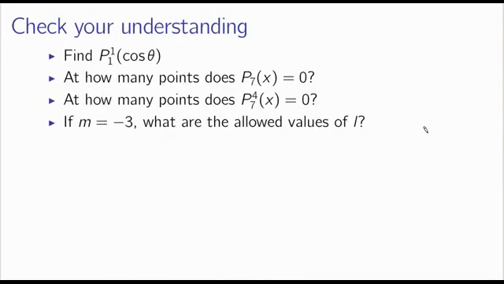To check your understanding, go back and use the definitions and find what the L equals 1, m equals 1 associated Legendre function evaluated at cosine theta actually is. And then think about how many points in the x direction the 7th order Legendre polynomial equals 0. And then how many points along the x-axis does the 7th order Legendre polynomial, converted into the associated Legendre function, equal 0? And finally, if m is equal to 3, what are the allowed values of L?